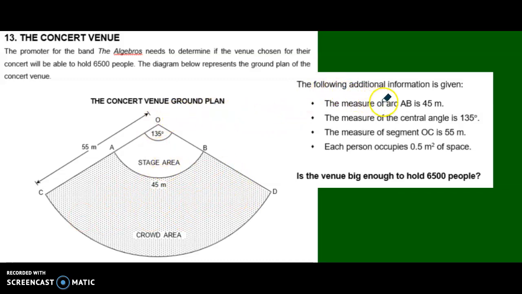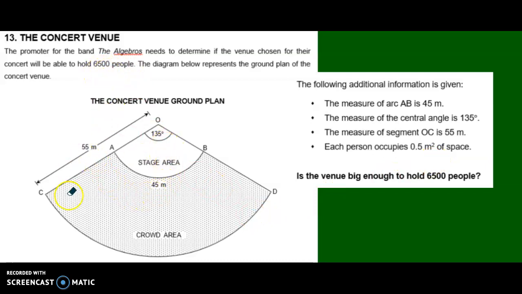The following additional information is given. The AB is 45 meters. So this arc is 45 meters. The measure of the central angle is 135. The measure of OC is 55. So that's like the radius of the big circle. And each person occupies 0.5. So once we figure out the total area, we can divide by 0.5 meters squared and see if we'll have enough space for 6,500 people.